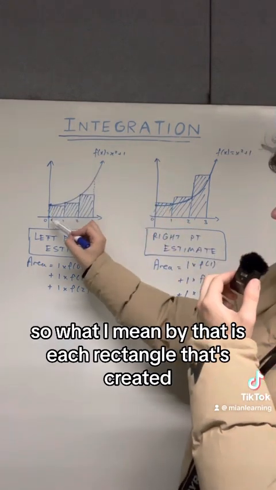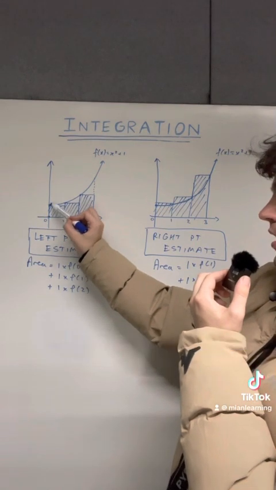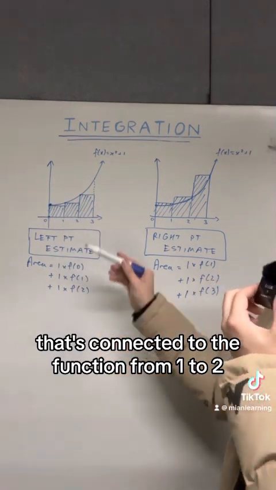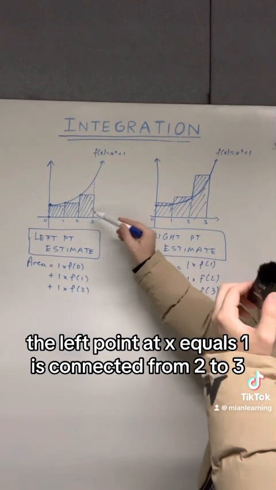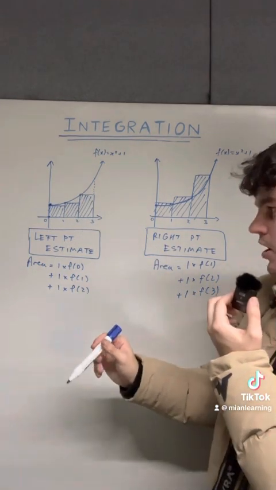So what I mean by that is each rectangle that's created, so for example, the first one from x equals 0 to 1, the left point, which is x of 0, that's connected to the function. From 1 to 2, the left point at x equals 1 is connected. From 2 to 3, the left point at x equals 2 is connected to the function. Okay, so this is our estimate method.